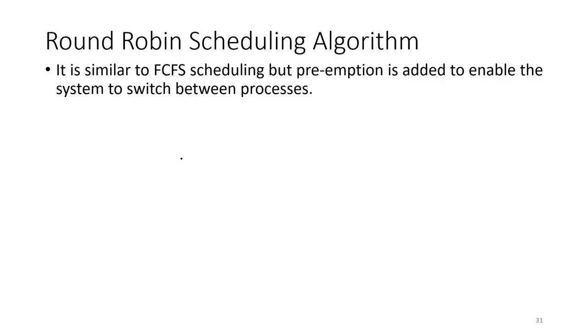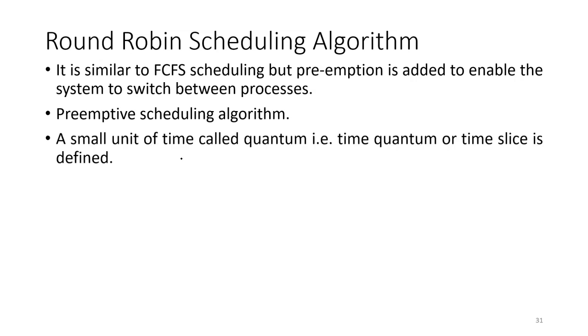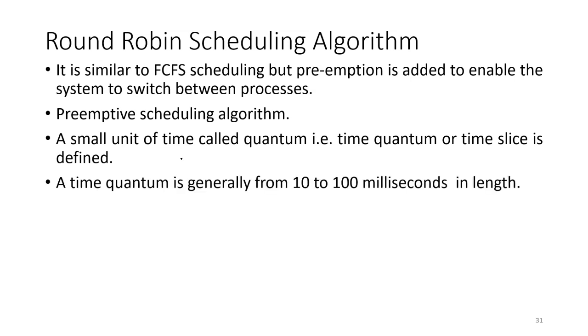Round robin scheduling algorithm is similar to first come first serve scheduling algorithm, but here preemption is added to enable the system to switch between different processes. It is a preemptive scheduling algorithm. A small unit of time called quantum, that is time quantum or time slice, is defined. A time quantum generally ranges from 10 to 100 milliseconds in length.